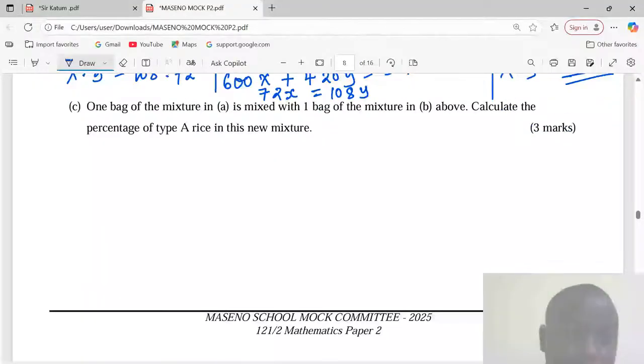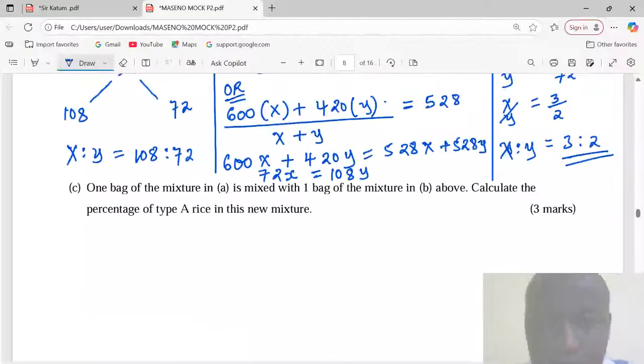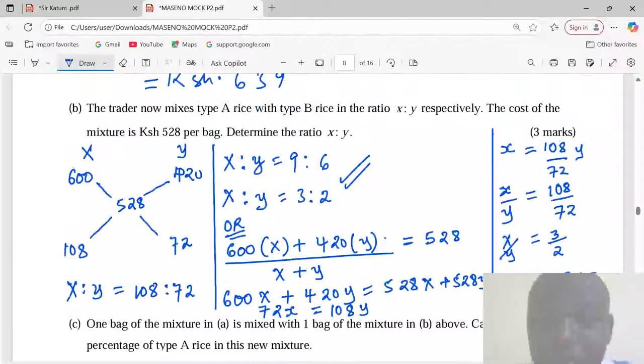Okay, part C of this interesting setting. Very interesting part, and that is part C. 1 bag of the mixture in A is mixed with 1 bag of the mixture in B. The percentage of type A in the new mixture. So this is what is happening now in this question. We've not talked about the profit in the second mix. We are just having the cost as 528.